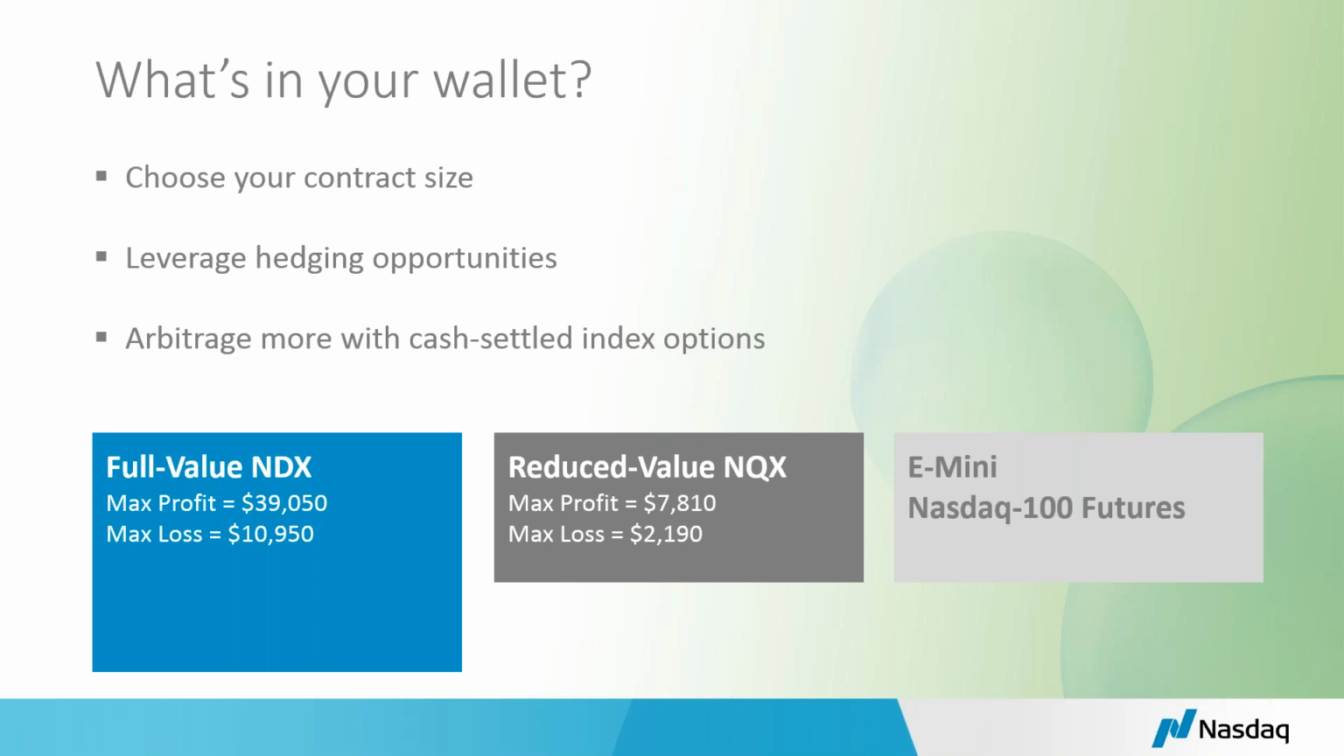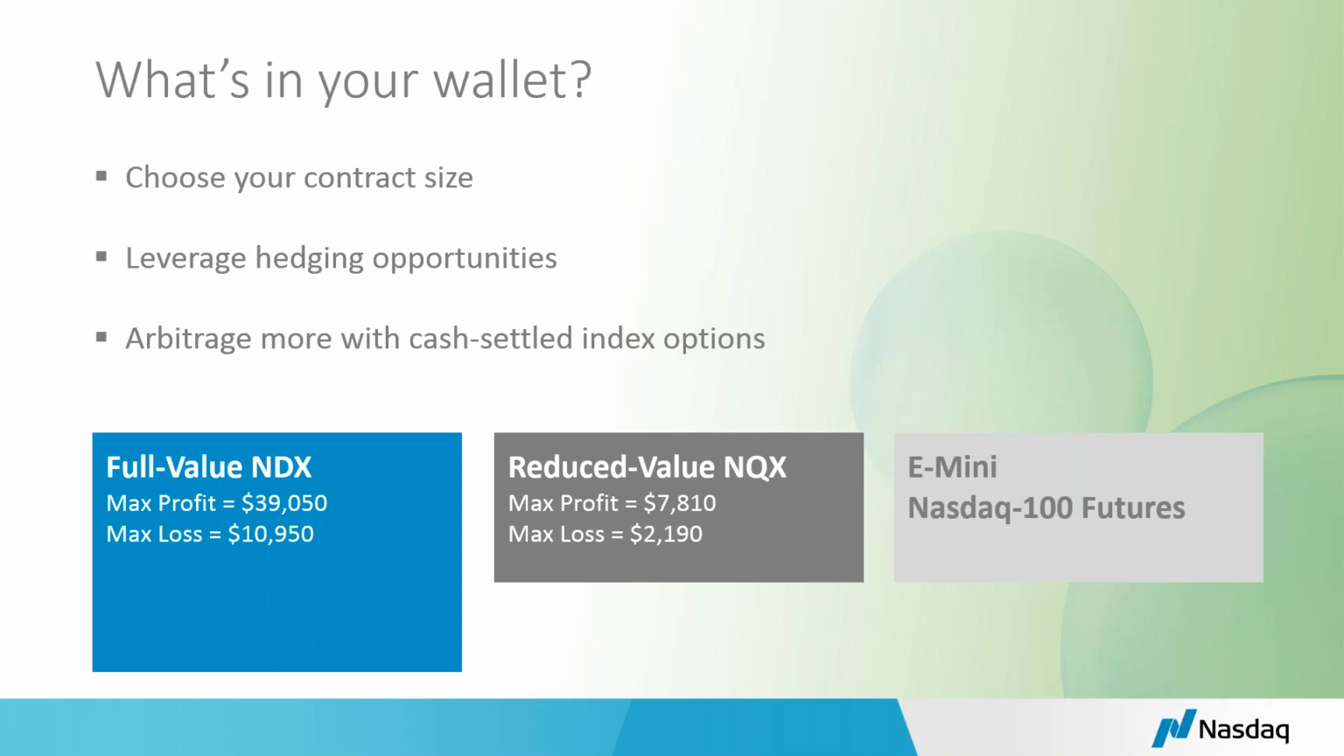it shows again the maximum profit of $7,810. It also shows that maximum loss of $2,190. Well, if you had executed this exact same trade in NDX, your maximum profit would have zoomed to $39,050. But look what happens when you also examine the maximum loss. It's increased by a factor of 5 to $10,950.